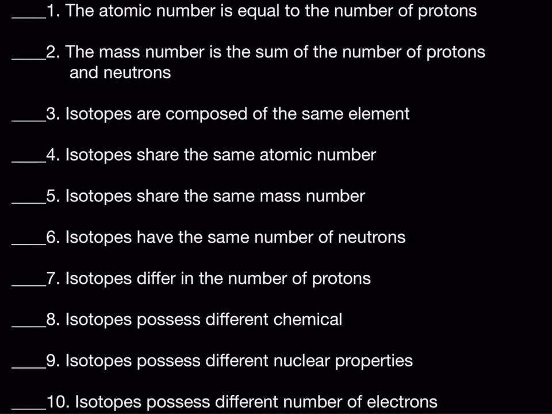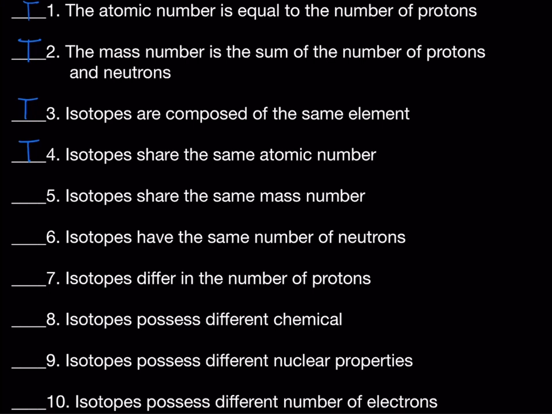In order to review, let's go through the following true and false questions. The atomic number is equal to the number of protons. That is a correct statement. That's true. The mass number is the sum of the number of protons and neutrons. That is also true. Isotopes are composed of the same element. They are indeed composed of the same element. Isotopes share the same atomic number. That's true.